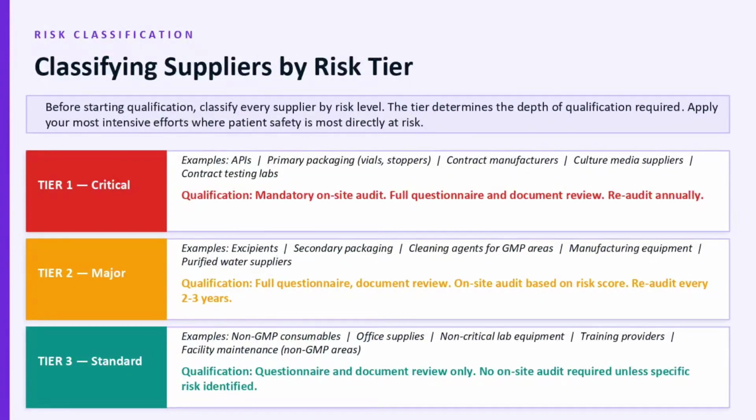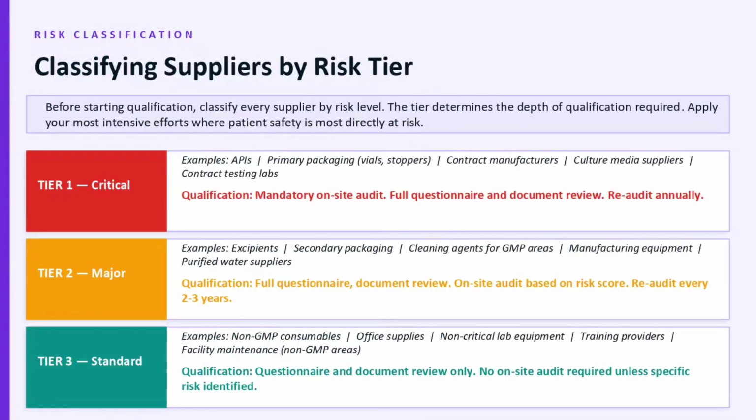Tier 2 is major. These suppliers indirectly affect product quality or support GMP operations. Excipients and processing aids. Secondary packaging materials. Cleaning and disinfecting agents used in GMP areas. Manufacturing equipment. Purified water system suppliers. For Tier 2, you complete a full questionnaire and document review. Whether you conduct an on-site audit depends on the outcome of your risk assessment, but it is strongly recommended. Re-audit every 2 to 3 years.